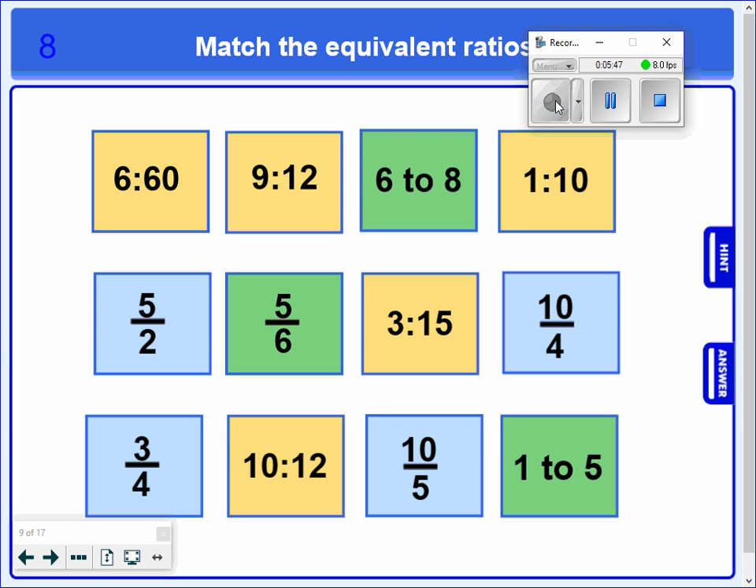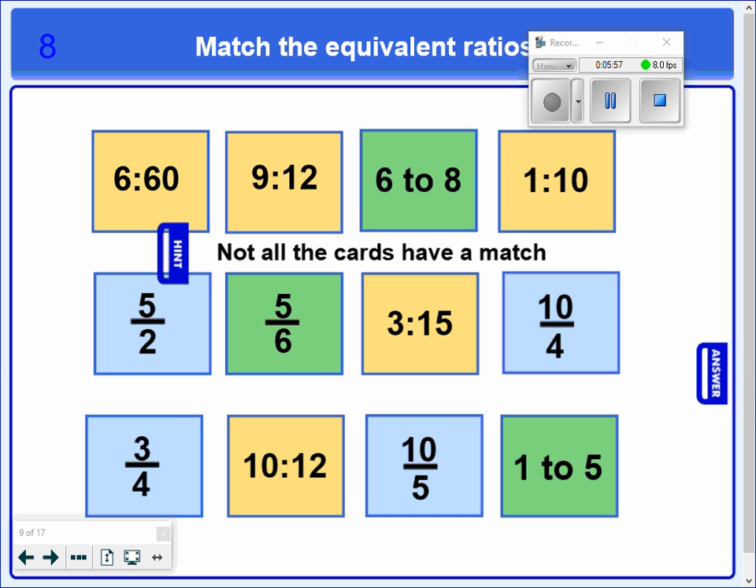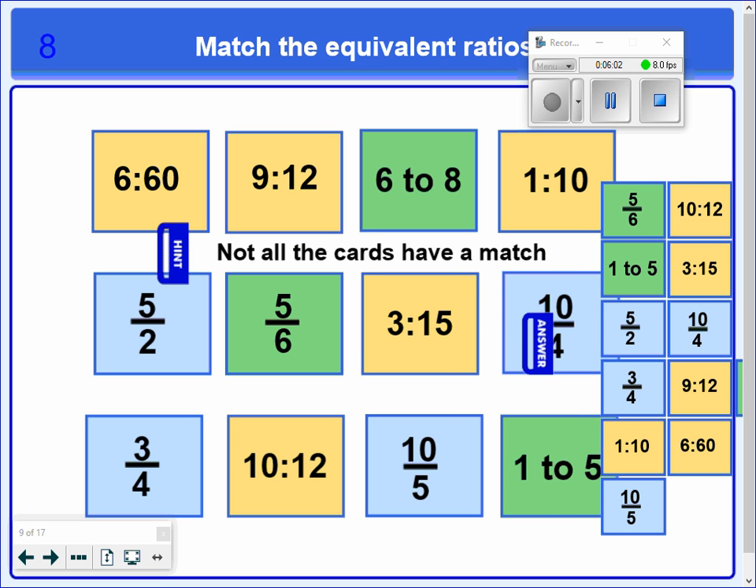Let's see what the hint says here. Oh, my word's not right there. It says, hint, not all the cards have a match. So just be careful. Okay, let's look at the answers. This should have been the answers. These were your matches. Okay.